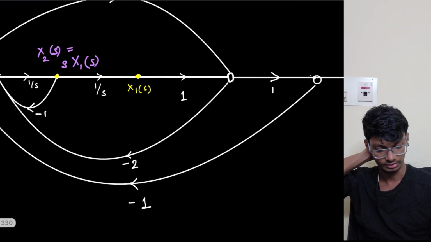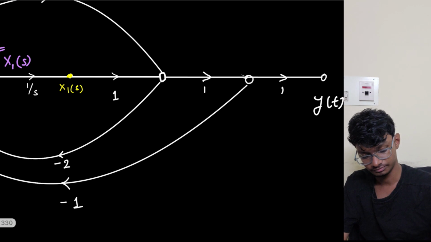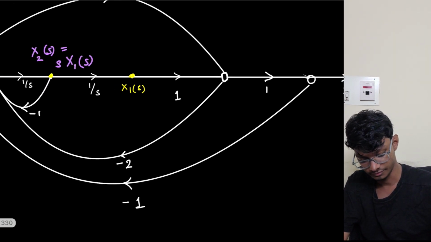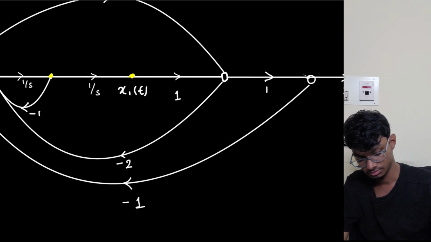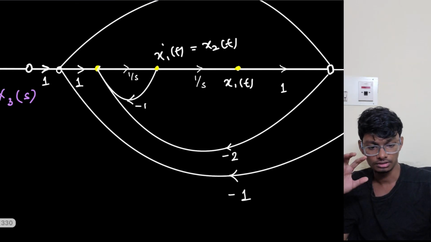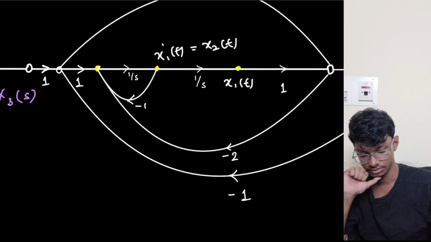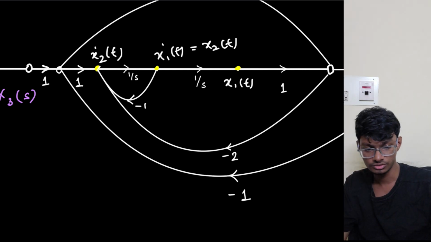Y of t. Okay, Y of t. So what is this equal to? This is y of t. Now this is again x1 of t, and this is x1 dot of t, which is equal to x2 of t, right? And one more thing here, this is x2 dot of t.